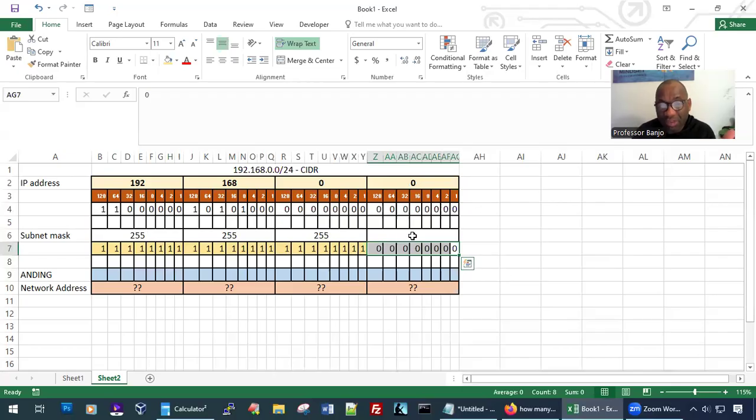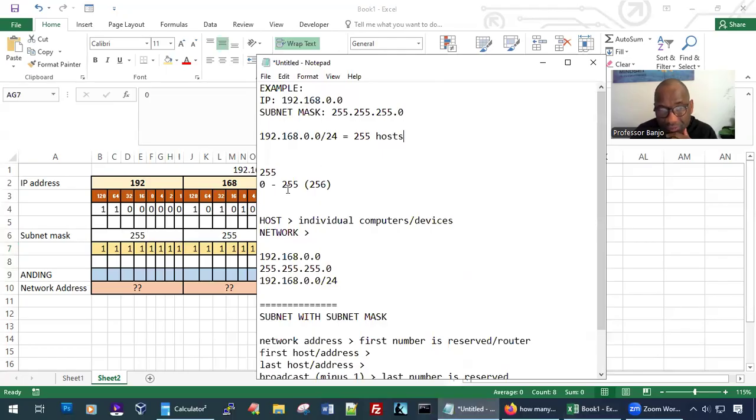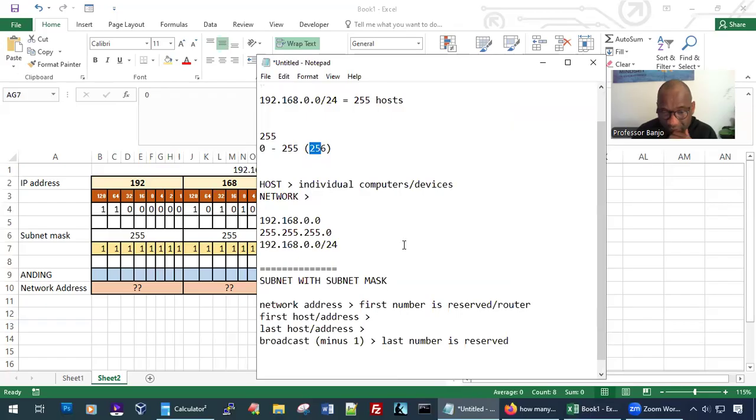So that'll be approximately 255. Well, not 255 hosts. Actually, you have 256, right? You remember what we said earlier? You have 256 hosts, but then only two of those addresses are not usable, right? So you have 256, so you have 0, and the first one and the last one are reserved. So yeah, let's keep going.